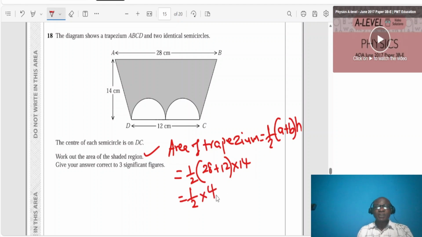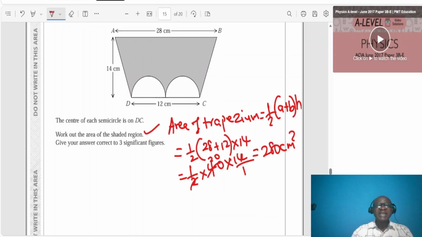Now, 28 plus 12 is 40. Please don't get distracted, so that when I ask you a question, you'll be answering me immediately, not being carried away. So 2 will go into 40 to give me 20. And 20 multiplied by 14 will give me 280 cm square. So that is the area of the trapezium.